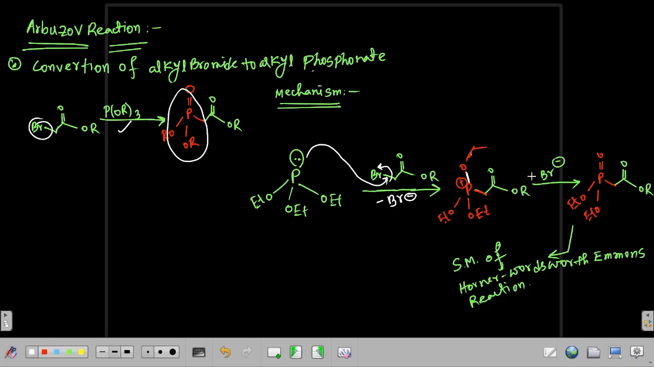Next we have bromide ion in the system. So this bromide ion will attack on this carbon and it leads to the removal of the ethyl bromide and it leads to the formation of alkyl phosphonate. And this is the starting material of our Horner-Wadsworth-Emmons reaction, which is a type of Wittig reaction.